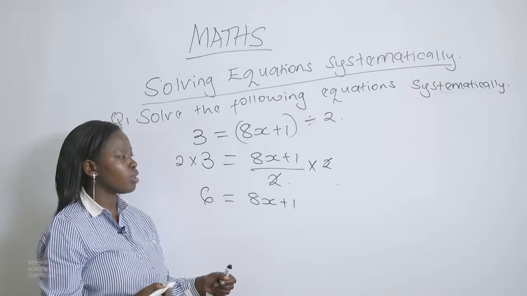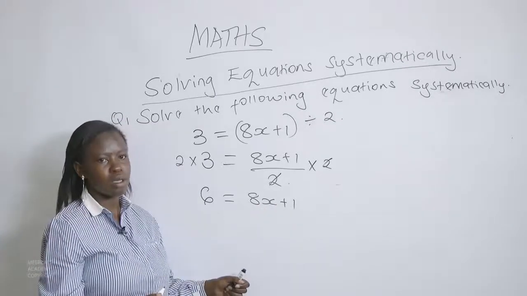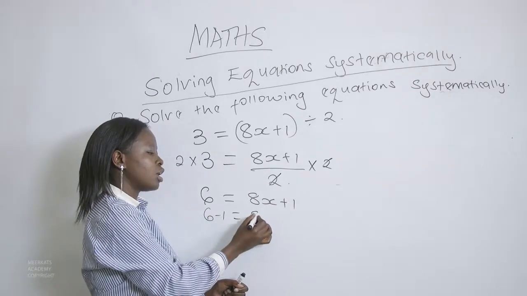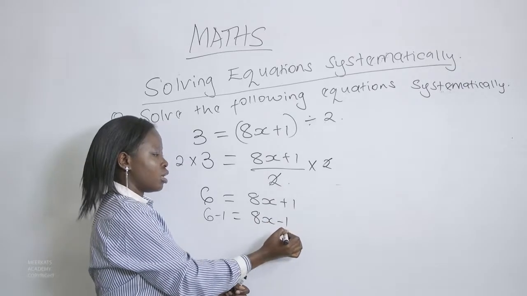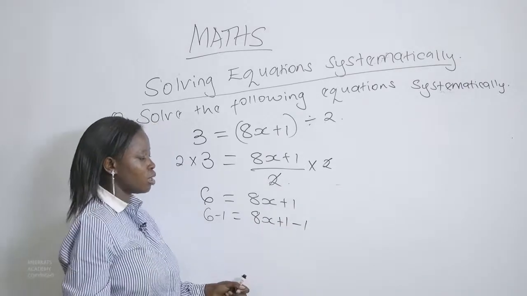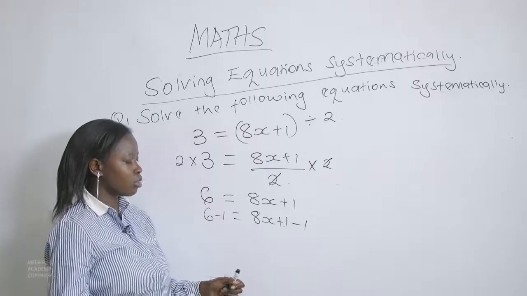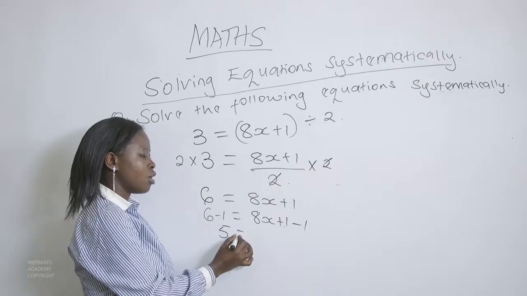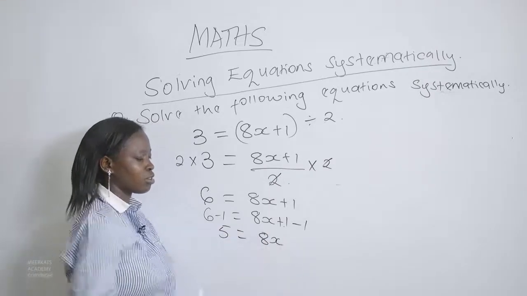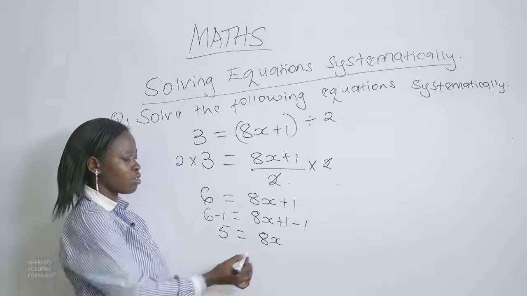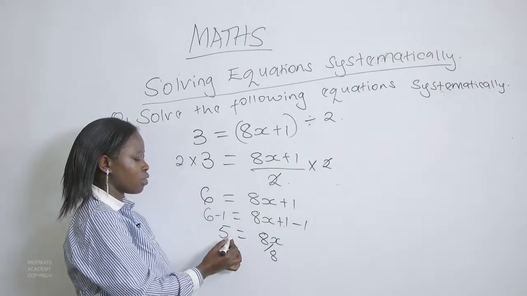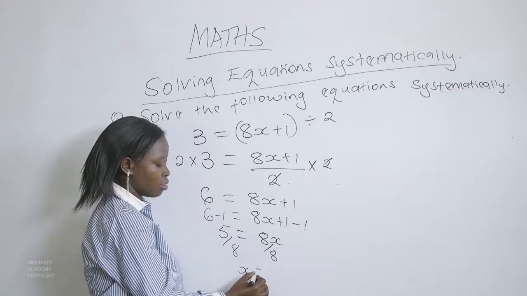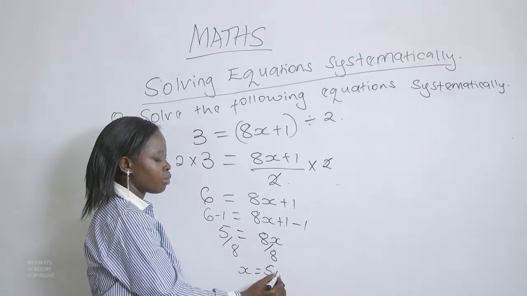The second step that we carry out is minus 1 on both sides, so that I have 6 minus 1 will be equal to 8x plus 1 minus 1, so that plus 1 minus 1 is 0. 6 minus 1 is 5, is equal to 8x. For us to get the value of x, divide by 8 on this side, divide by 8, so that our value for x is given by 5 over 8.